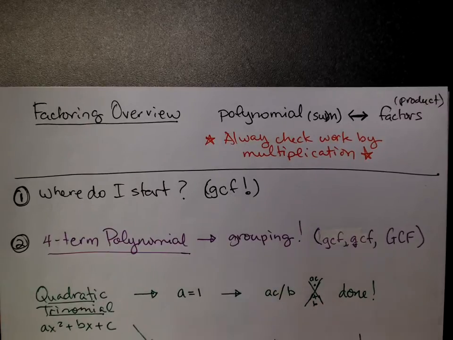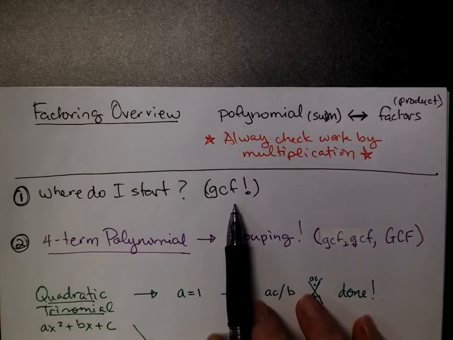What you have left, out of all the infinite polynomials in the world, a polynomial is just a string of terms added and subtracted to each other. Out of all the infinite possible polynomials in the world, only a small handful of them are actually factorable. Okay? So your job now is to see, hey, what do I have left after I pull out a GCF, if there was one? Is it factorable?